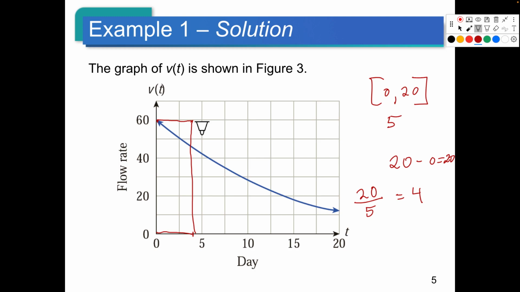Let me ask you, what's the area of this rectangle here? What's its length? 4. What's its height? 60. So 4 times 60, 240. So this area is 240. Again, it's an estimate. It's not real accurate, but this is how they did it. And again, they would do smaller rectangles.